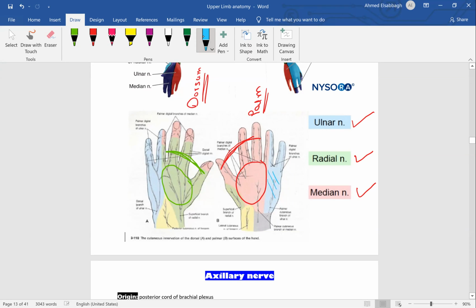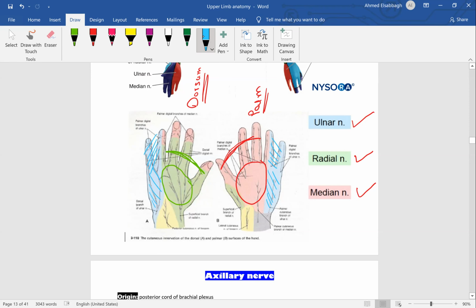medial 1/3 of palm of hand and the medial 1/3 of dorsum of hand. Medial 1.5 fingers on palmar surface of hand and the medial 1.5 fingers on dorsum of hand. This is the nerve supply of ulnar nerve. Okay, a single trick.